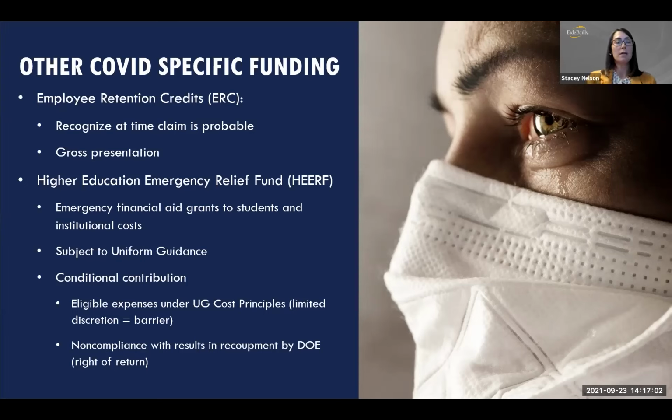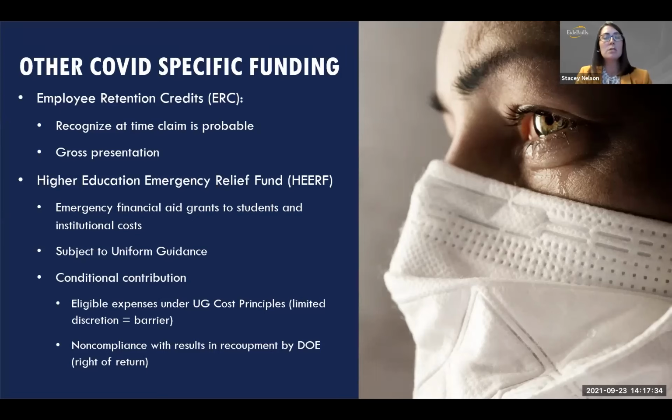The first one we have here is the employee retention credit. This is a refundable tax credit for entities that either had a full or partial shutdown of operations in response to a government order, or had a significant decline in gross receipts for certain quarters. At the time the credit is determined to be probable, so you've calculated it and it's likely that you will receive a reimbursement, you would record the revenue.